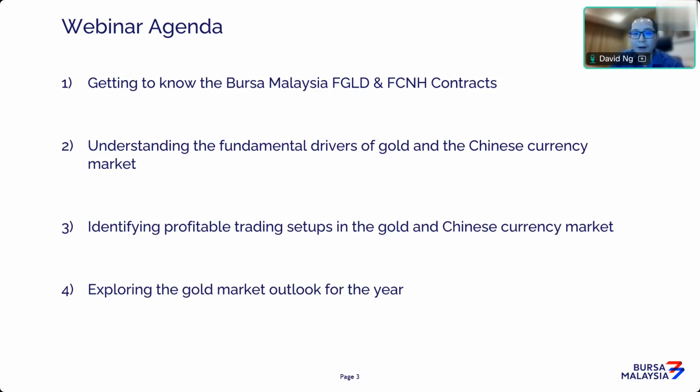Now, in the next hour or so, what we're going to cover is probably looking at the gold and the CNH Chinese currency market. These two products are currently available on the Bursa Malaysia futures market. Volumes are a bit thin, but nevertheless, it's good to know that the factors that drive gold are quite positive factors.